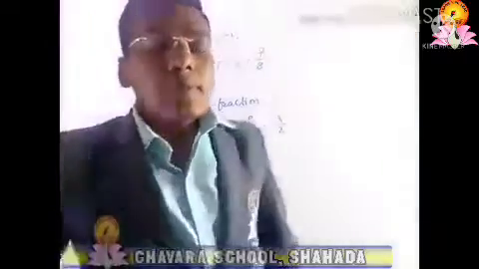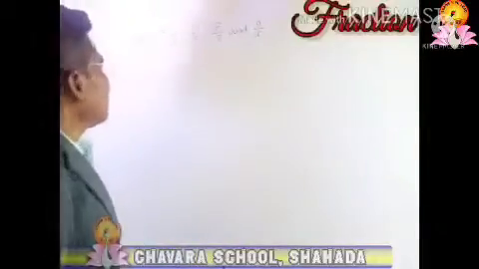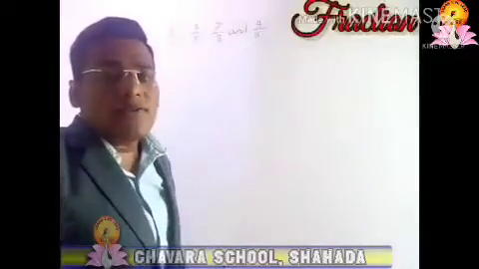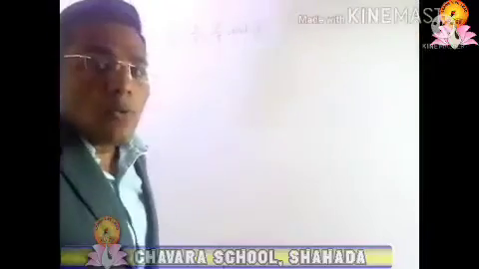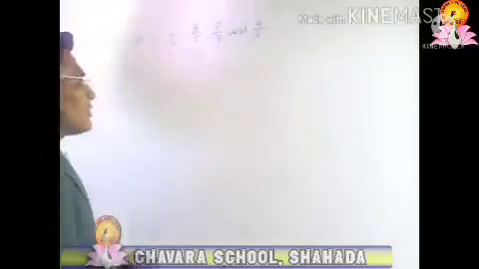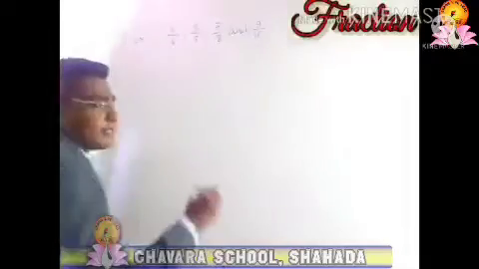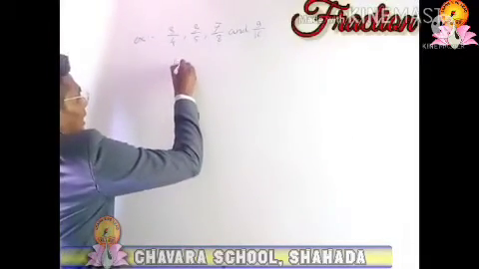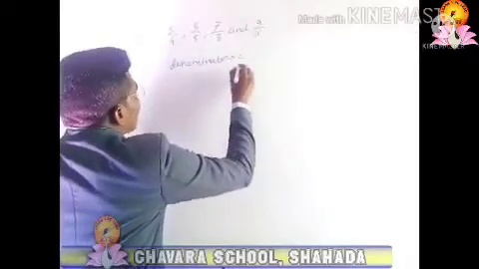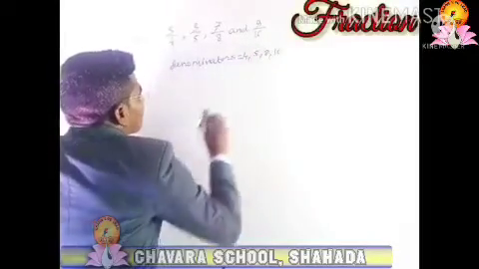Now by using these steps, we will solve an example. The example is 3/4, 3/5, 7/8 and 9/16. All these fractions are unlike fractions. Now we have to convert unlike fractions into like fractions. So the step first is what? Find the LCM of the denominators. So the denominators are 4, 5, 8 and 16.